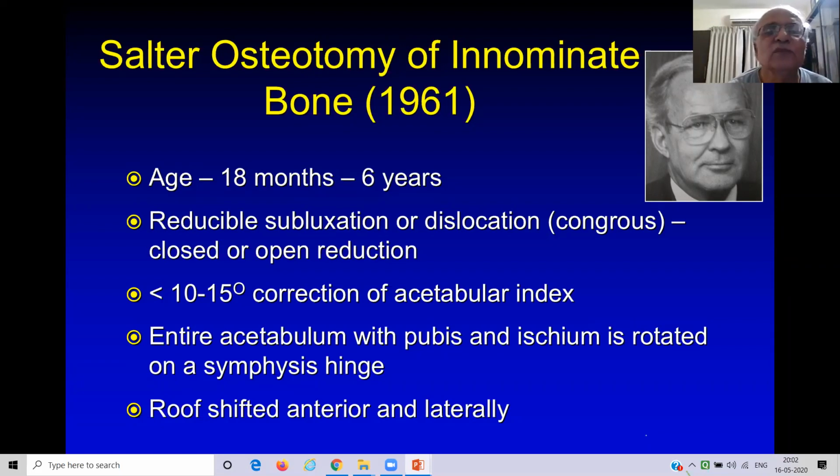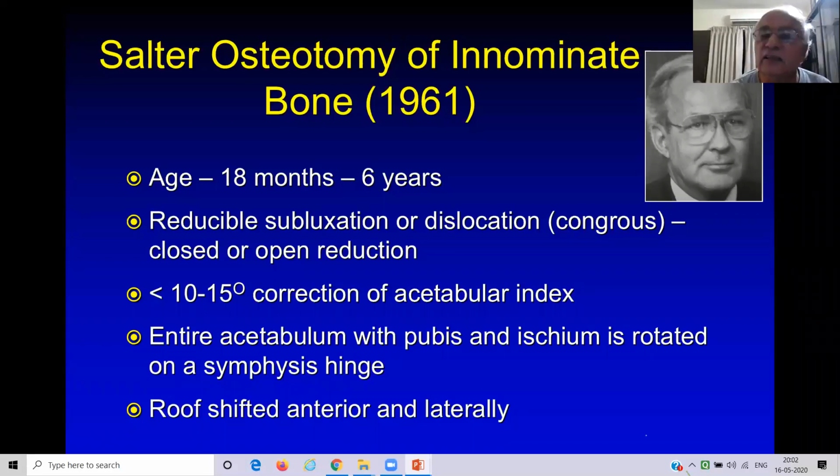Very important. Third important point, the acetabular index correction cannot be achieved more than 10 to 15 degrees because it is a redirectional osteotomy. Acetabular configuration does not change. The entire acetabulum with pubis and ischium rotates on the symphysis. So where is the hinge? Hinge is very far away. It is not very close. And that's why we do not get that fantastic correction. We get a very small correction of 10 to 15 degrees.